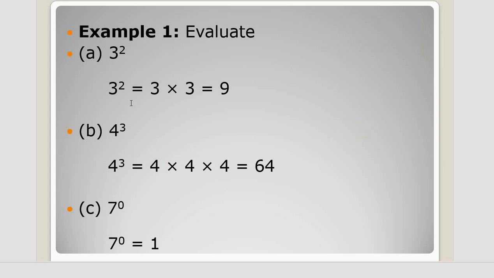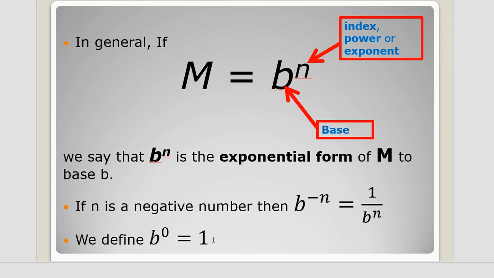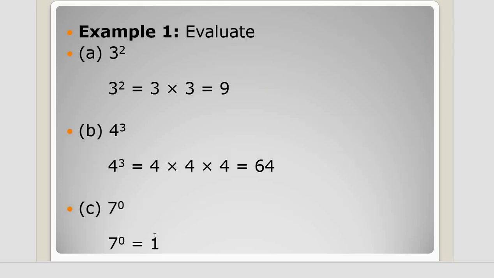Now example, 3 power 2, 3 square means 3 into 3 equal to 9. 4 cube means you are multiplying 4 three times: 1, 2, 3. 4 into 4 into 4. 4 into 4 is 16, into 4 is 64. So this is called 4 cube or 4 power 3. 7 power 0 is 1. Anything to the power 0 is 1. Look, b power 0 is 1, but b should not be equal to 0. B can be any number, negative or positive, but b cannot be 0 because 0 power 0 is not defined.